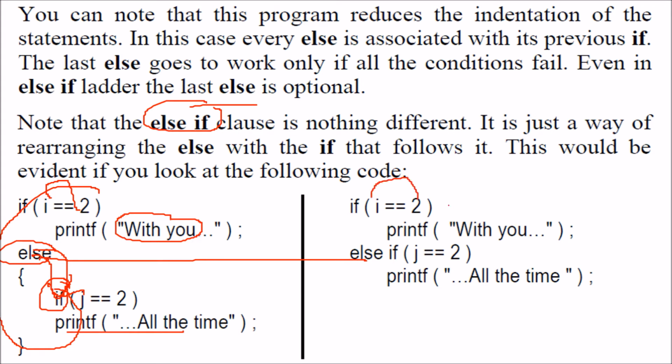So if i is equal to 2, you print something. Else if j is equal to 2, this else if you have used instead of this else if.